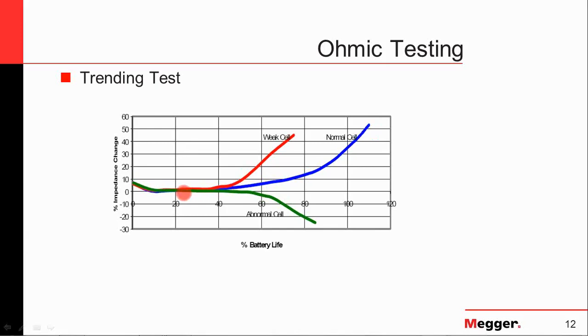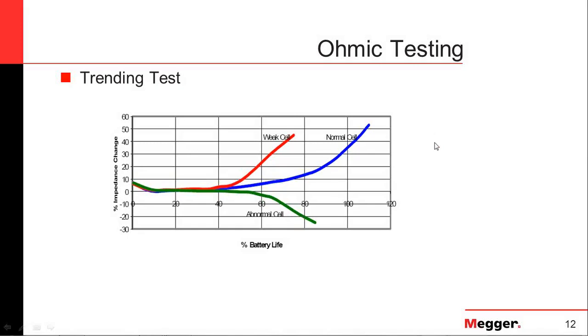A weak cell would follow that same pattern, but they would just fail a lot quicker. And then some sort of abnormal cell where you might be having excessive sulfation, it will trend downwards. In other words, that it's trending towards a short, which is not the normal process a battery takes.